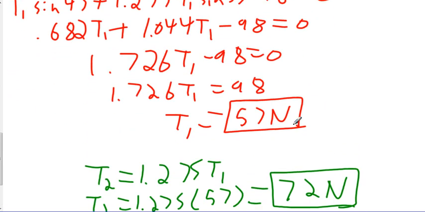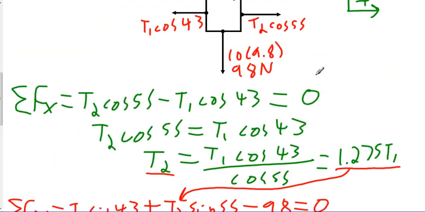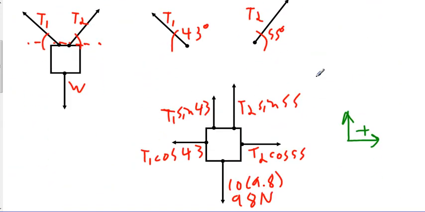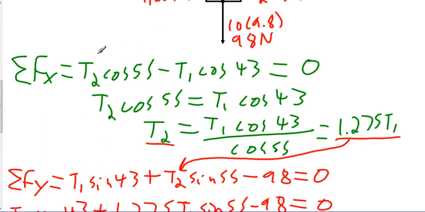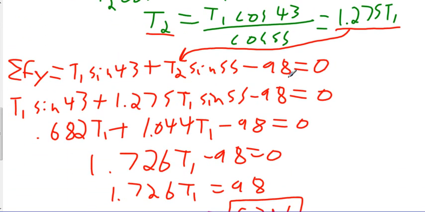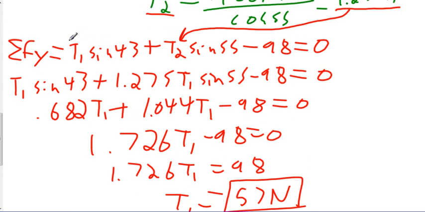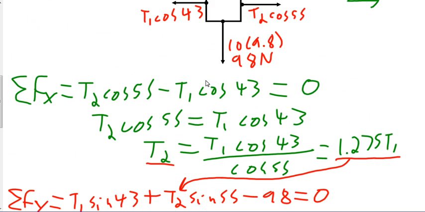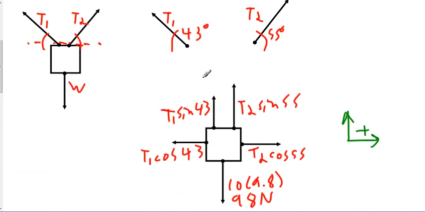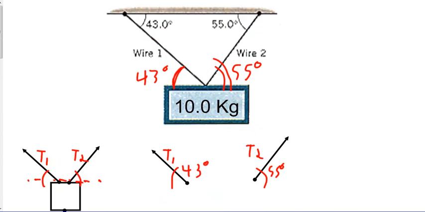If you want to check these values, you can always plug them back in here to these equations. So you can plug in your T2 and your T1, and that should equal out to very close to 0. Again, we are using significant digits, so we are rounding, so this should be very close to 0. And same thing goes for this equation as well. When you plug your T1 and T2 into here, you should get very, very close to 0. And that's how we do sines at different angles.